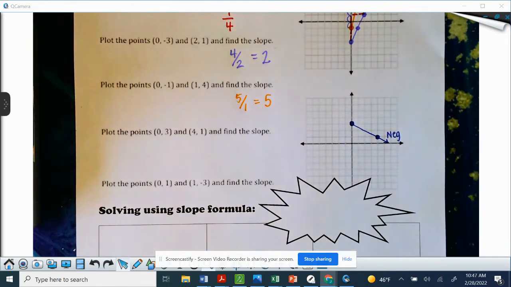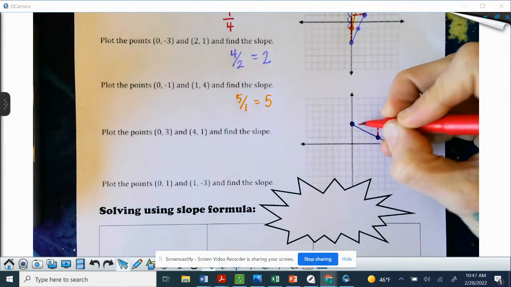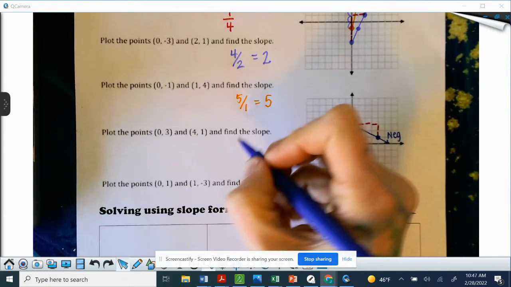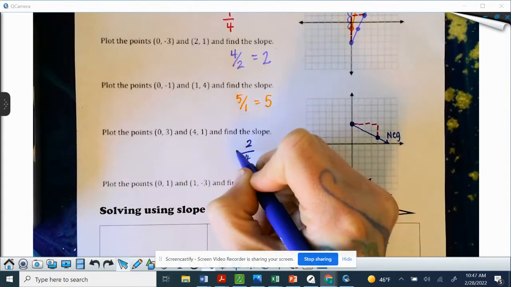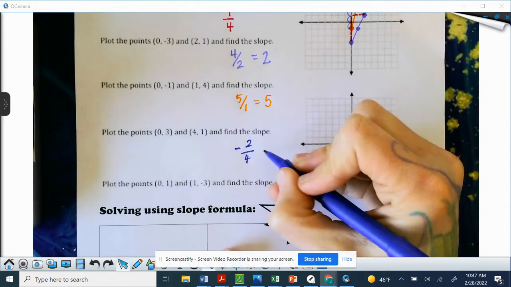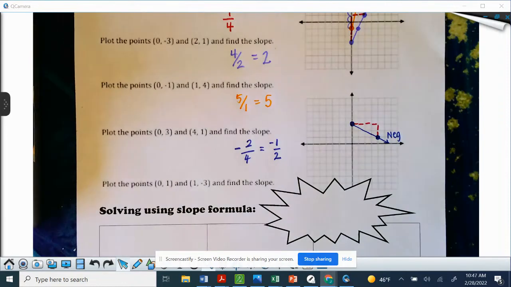We're going to count our rise and our run. So rise 2, we go to the left 1, 2, 3, 4. So rise 2, left 4, which we also know is negative. You can put the negative on the 2 or the 4. It doesn't really matter because the whole fraction is negative, so wherever you put it is fine. 2 over 4 can be reduced. That's a -1/2. So a -1 rise and a positive 2.